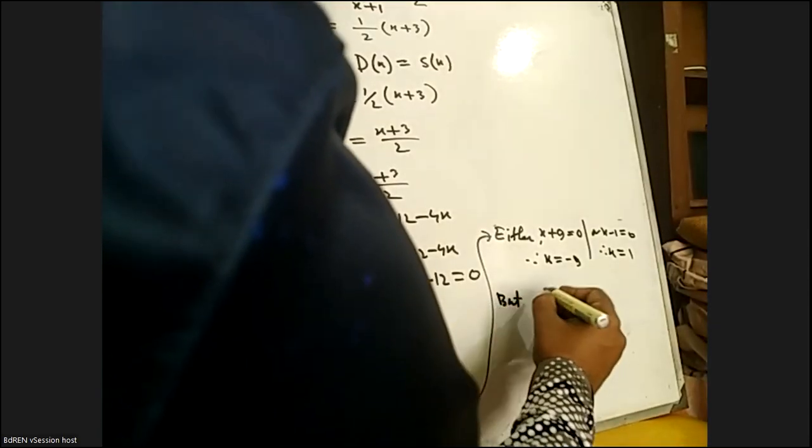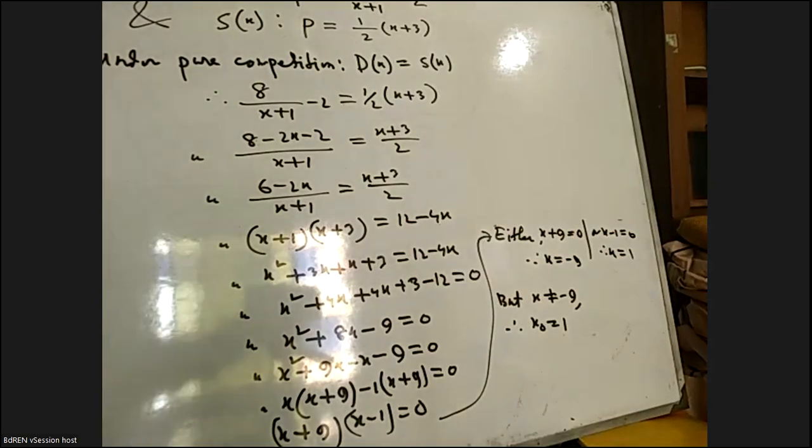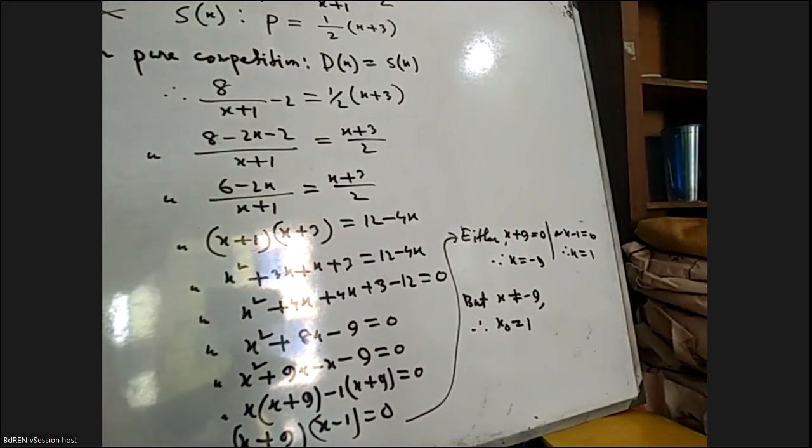But quantity can never be negative. So x cannot be minus 9. Therefore, the accepted value is x equals to 1, x not equals to 1. So x not equals to 1, we get easily.